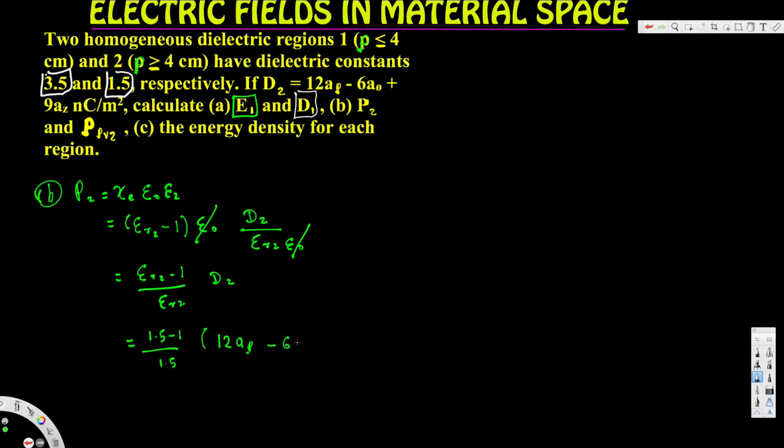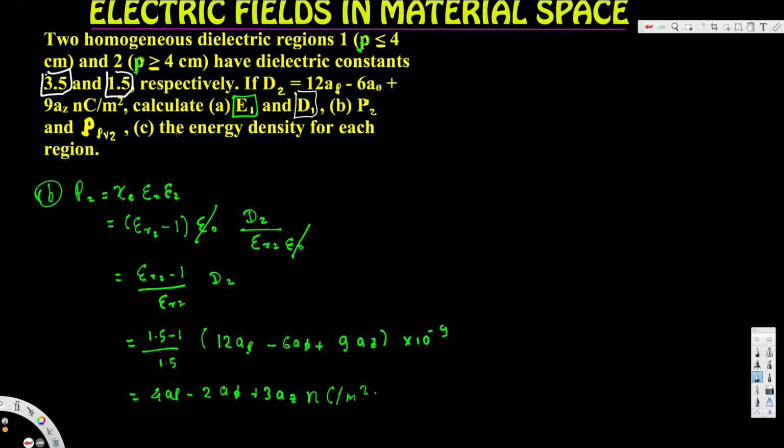D2 is given in the question, right? We calculated D1, D2 is given in the question. So 12a rho minus 6a5 plus 9az times 10 to the power minus 9, and if you simplify this one, you're going to get 4a rho minus 2a5 plus 3az nanocoulombs per meter square. So this is the P2 value.